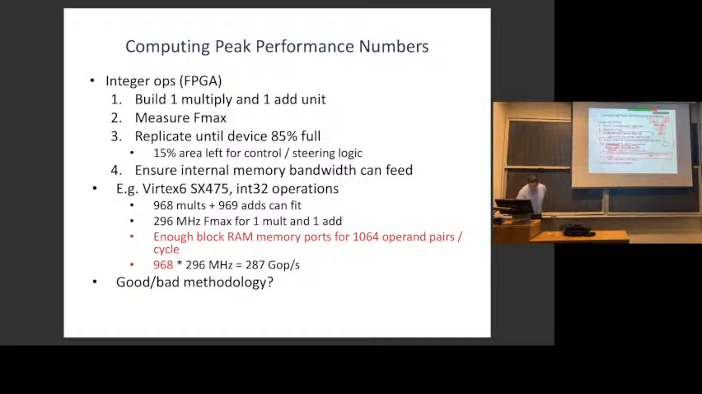They measure the frequency for one unit. They get 296 megahertz. So they basically take 968, multiply it by that frequency, and say that's how many billions of operations per second they get for this particular device doing 32-bit integer operations. Okay, and let me erase all the scribbles. Hopefully that's clear. Does that make sense? So pretty basic compute unit. They do check that they can feed it with some reasonable amount of data.